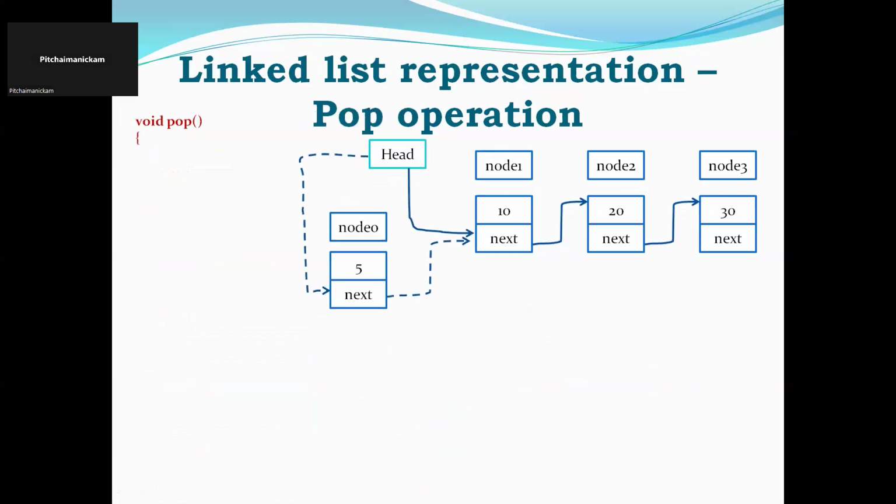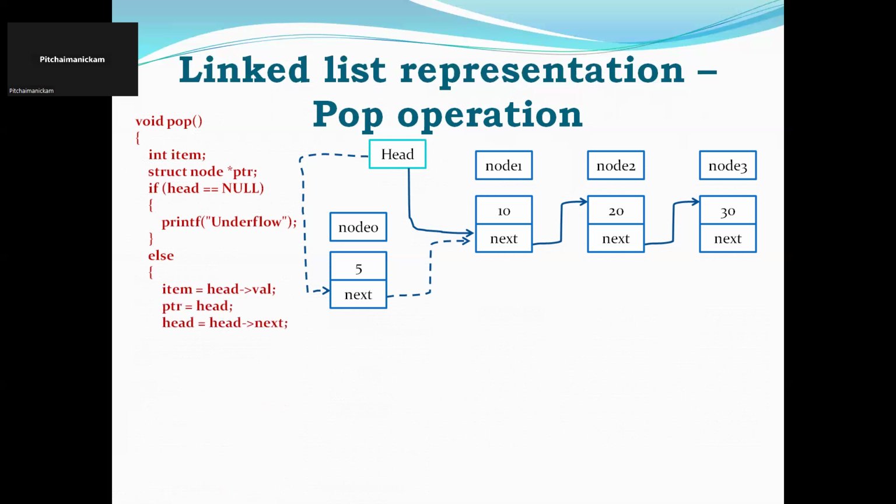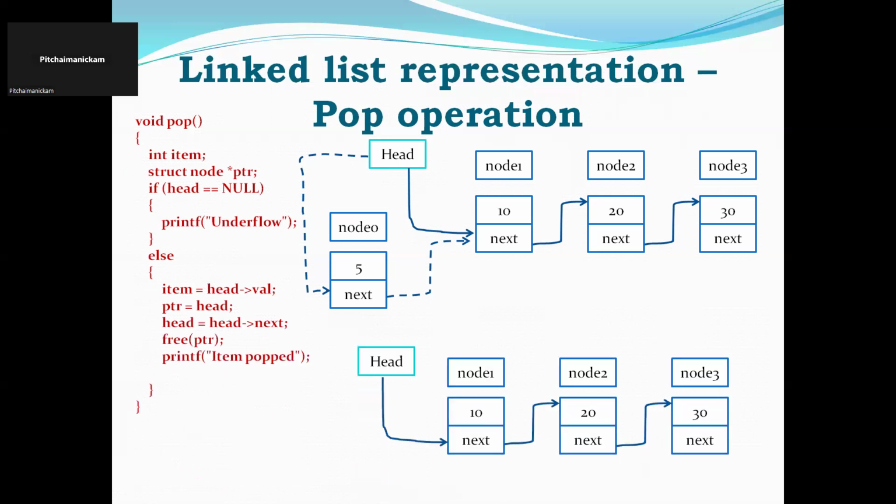Another thing is the pop operation. So what about the pop operation? We need to delete an element from the stack with the help of the linked list representation. So int item, struct node star pointer. Here we check whether the head value is equal to null. If so, we report underflow. Otherwise, item is equal to head data, pointer is equal to head, and head is equal to head next. Then free the pointer, and the item is popped.